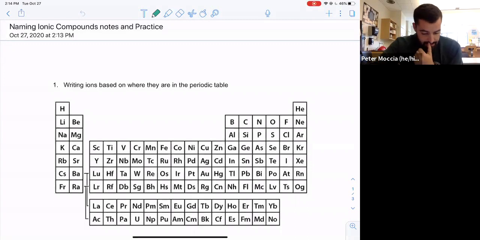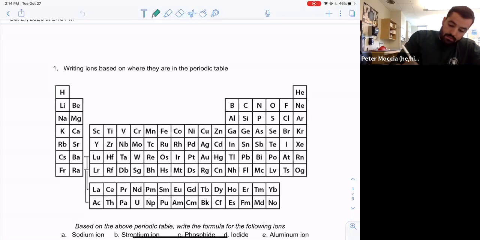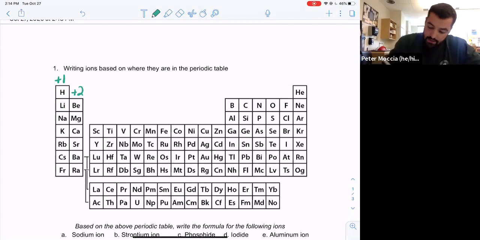So, first thing I want to talk about is writing ions based on where they are on the periodic table. What you should be able to do is look at a periodic table and just know, based on what group each element is in, what the ion it's going to make is. These guys right here, the alkali metals, form +1 charges because they have 1 valence electron. These guys here form +2 charges because they have 2 valence electrons. These guys here form +3 charges because they have 3 valence electrons.